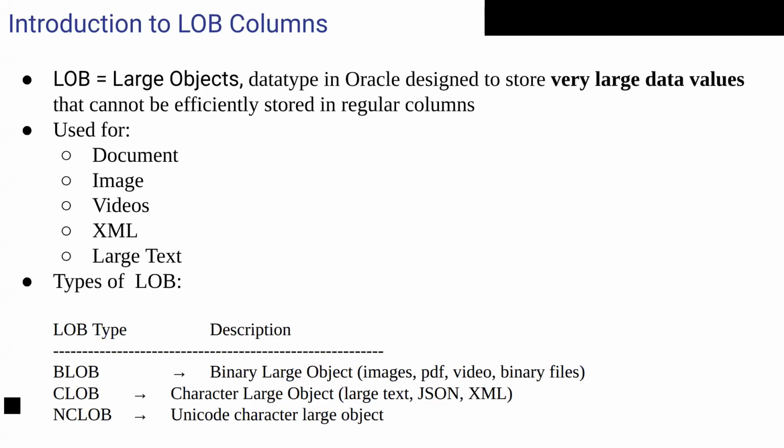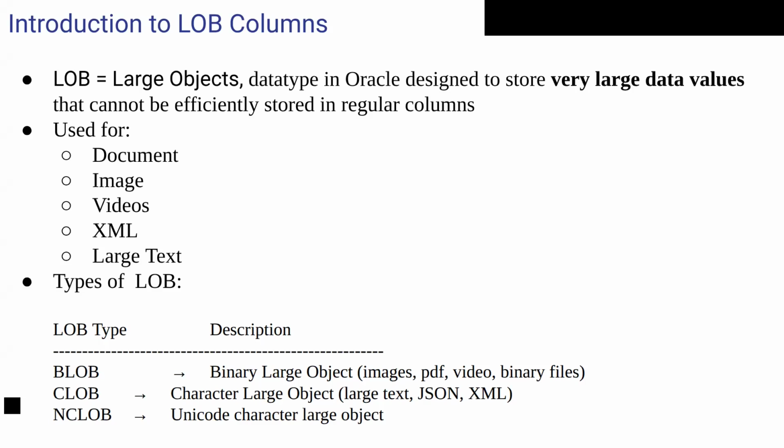Before going to that, I'll give you a brief overview of what LOB is. LOB is a large object. It's a data type defined by Oracle to store very large data values. It can be used for storing data like documents, images, video, large text, or XML files. There are three types of LOB. We have BLOB, which stands for binary large object, used for storing images, PDFs, video, or any binary file.